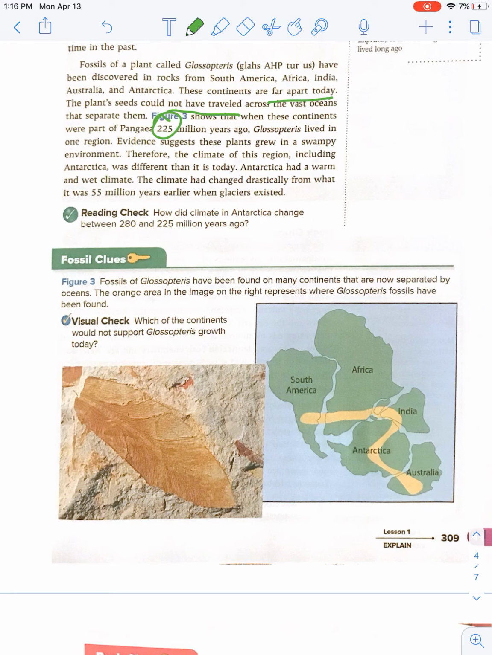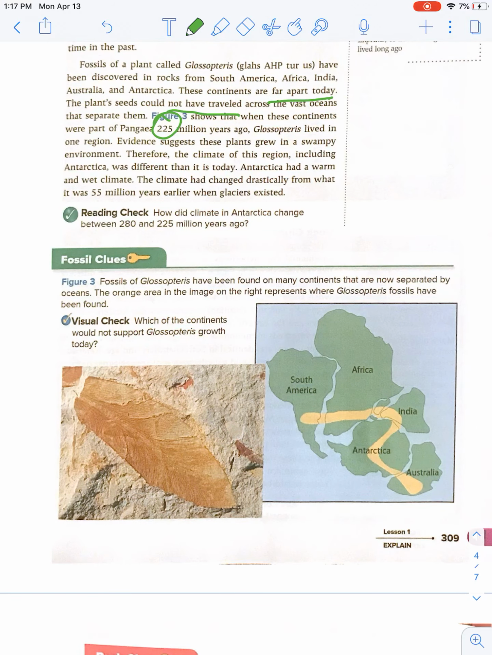Evidence suggests these plants grew in a swampy environment. Therefore, the climate of this region, including Antarctica, was different than it is today. Antarctica had a warm and wet climate. The climate had changed drastically from what it was 55 million years earlier when glaciers existed.